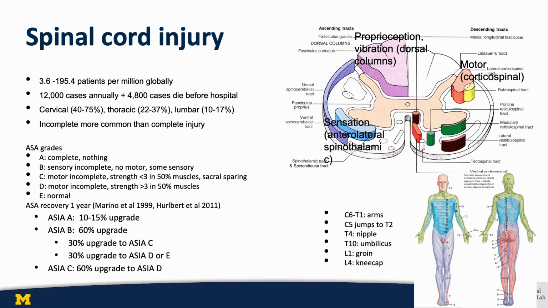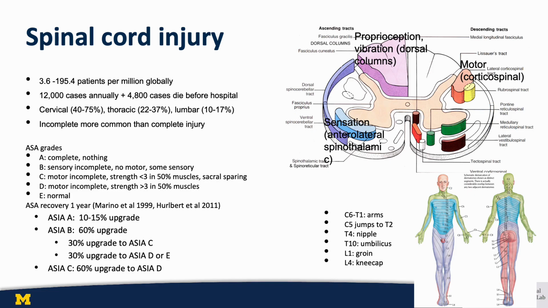The American Spinal Injury Association severity score, or the ASIA grade, is a really good way to be able to discuss with other providers what the level of injury is. So an ASIA A indicates a patient that is complete. They have no motor or sensory sensation below a particular level. An ASIA B is someone who has some sensation but no motor strength.